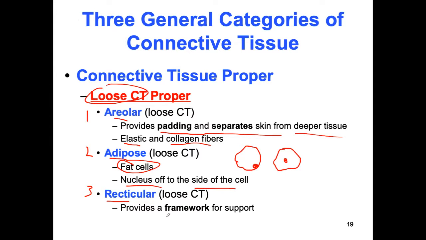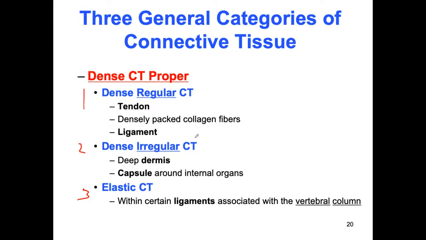Okay, reticular. This is going to provide the framework of support for many of your organs, reticular connective tissue. Dense, regular connective tissue. This is what tendons and ligaments are made up of. And this is because they have densely packed collagen fibers, right? They're closely packed, they're linear, they're in the same direction. So that's dense, regular connective tissue.